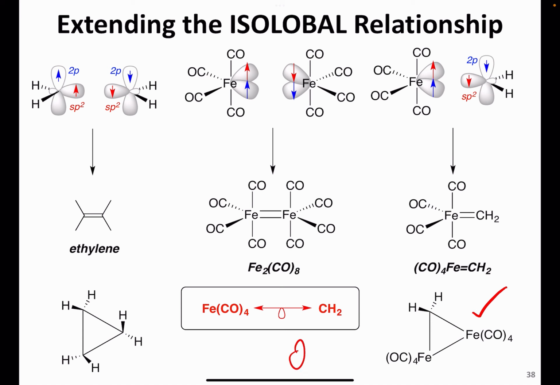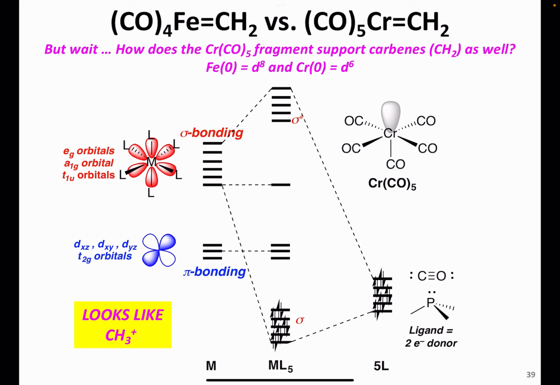However, if you go to osmium tetracarbonyl, which is 2 down from iron, it goes iron, ruthenium, osmium, you can take 3 osmium tetracarbonyls, trimerize it to give you an all inorganic cyclopropane. Really quite fascinating. Many people, though, might say, wait a minute. Well, I know that the ML5 fragment can also support carbenes.